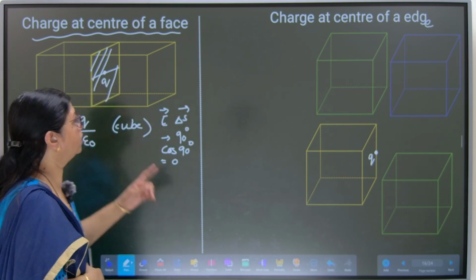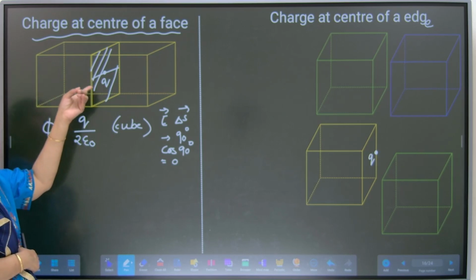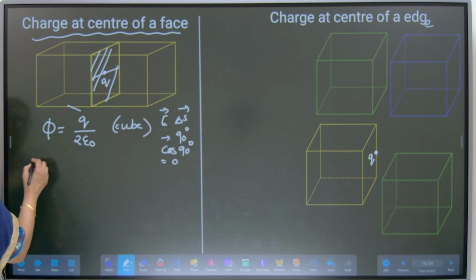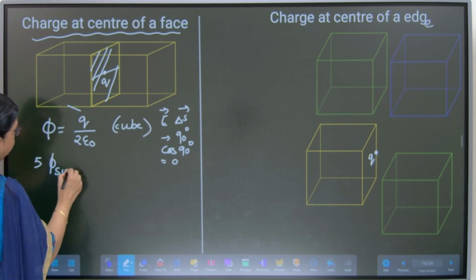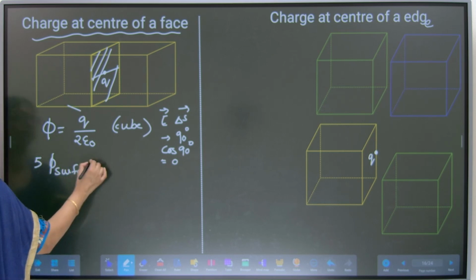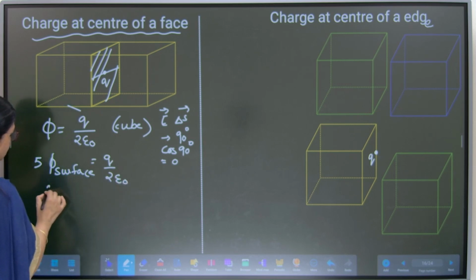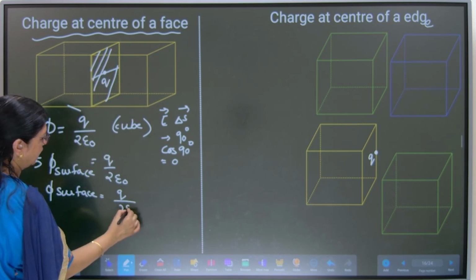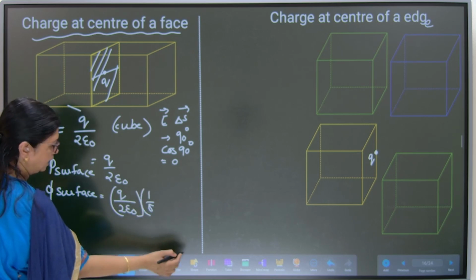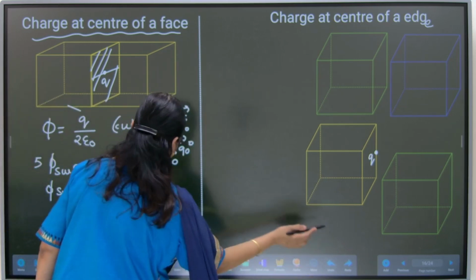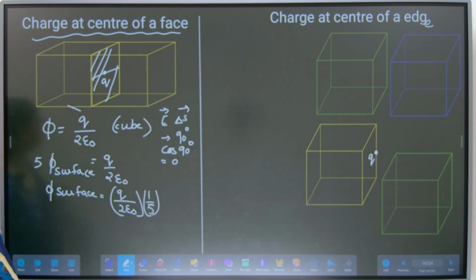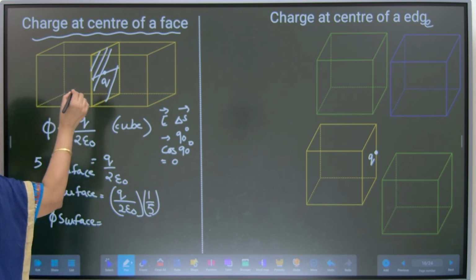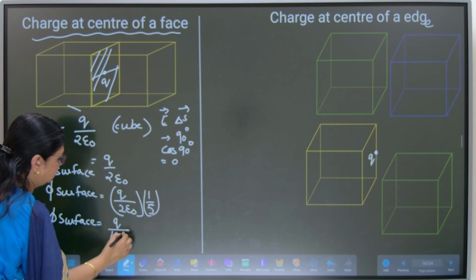So how many are left out for this cube now? One surface is here for this cube, one surface is here for this cube. So how many are left out for this? 5. And how many are left out for this? Another 5. So total 10. I can write it as 5 surface flux. Flux for 5 surfaces is equal to q upon 2 epsilon naught. So for each surface how much? Q upon 2 epsilon naught multiplied by 1 upon 5. From where did I get this 1 upon 5? Because I can see here 5 surfaces. That side also 5. So what is my answer? In this case, when the charge is kept at the center of one of the surfaces, my answer is q upon 10 epsilon naught.